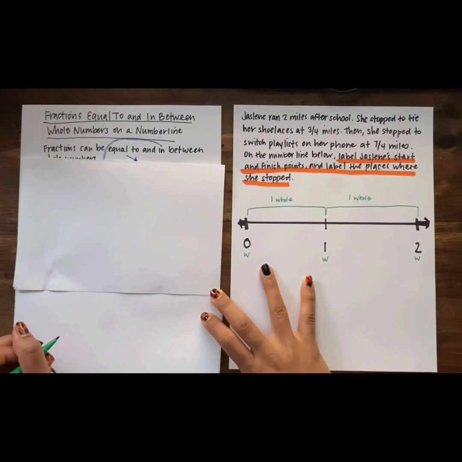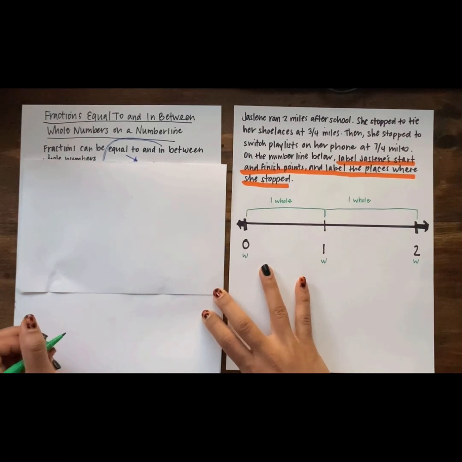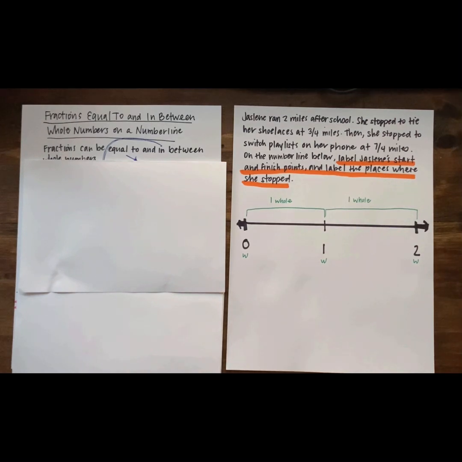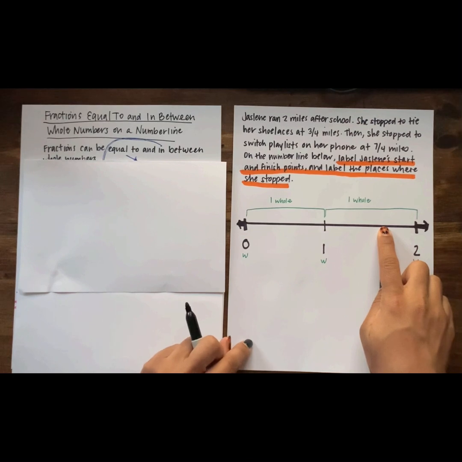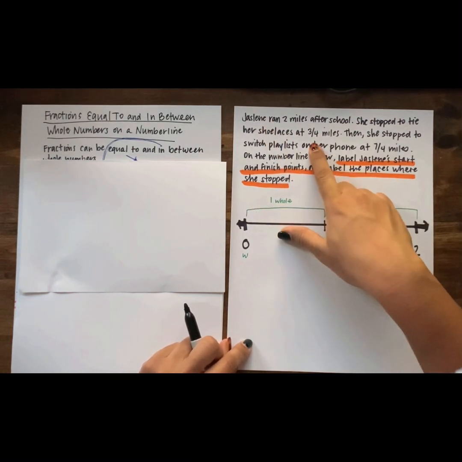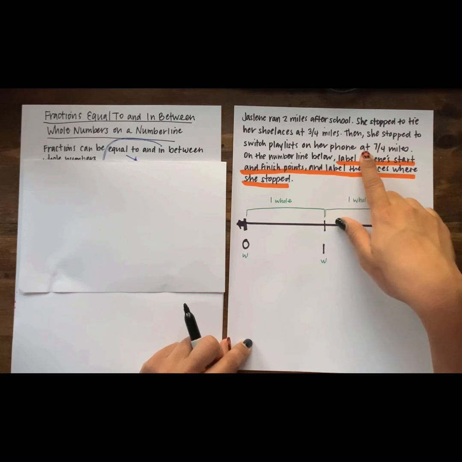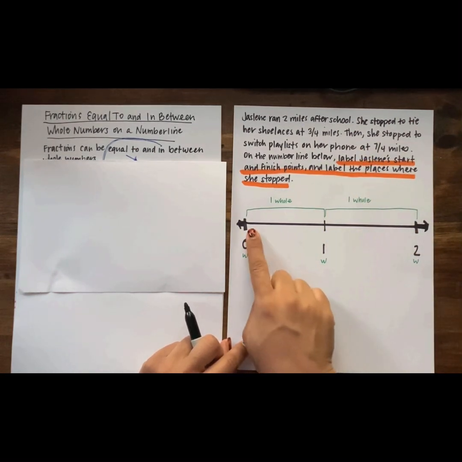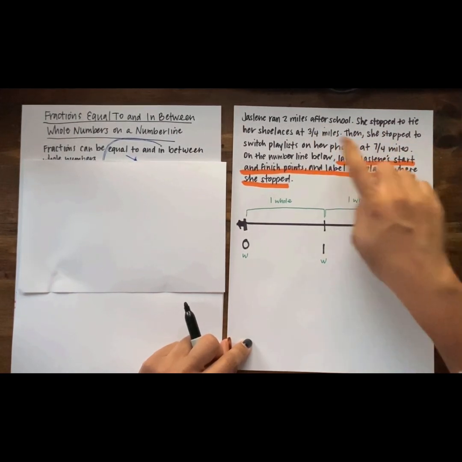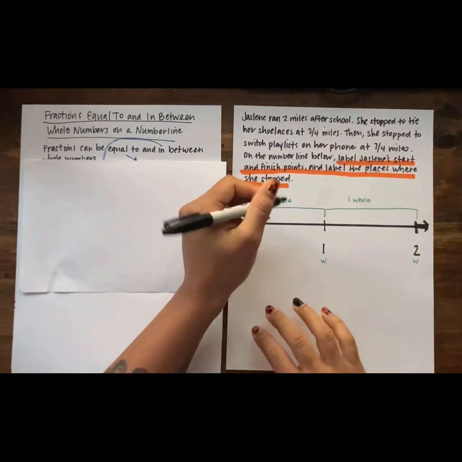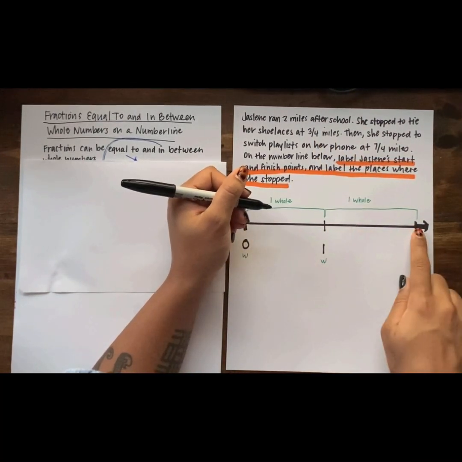Nice work. How did you partition your whole and why? Say your answer out loud. I heard you say that you partitioned each whole into fourths because the problem tells us that Jesseline stopped at 3/4 and 7/4. I heard you say that tells you each whole has 4 parts because the denominator in these fractions is 4. Should my entire number line have 4 sections?